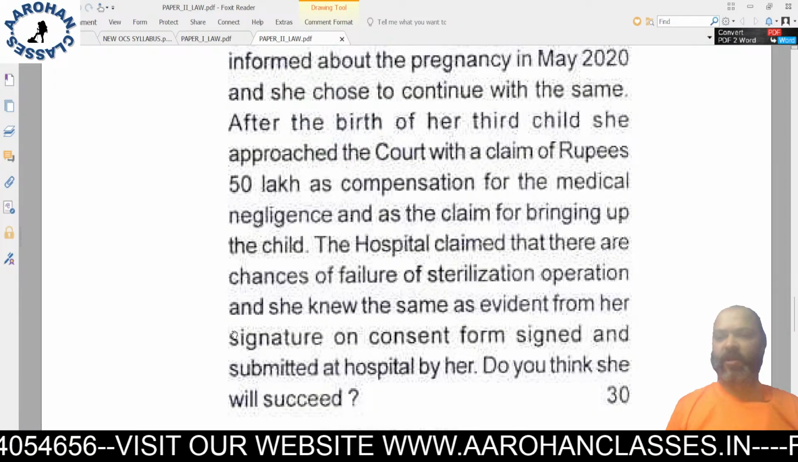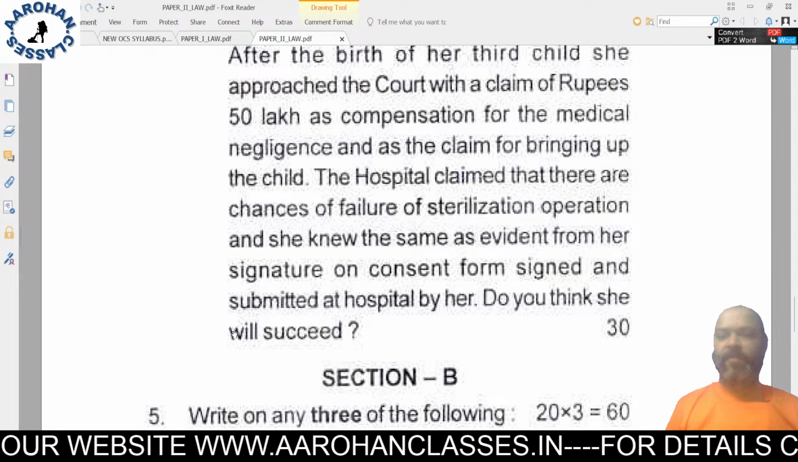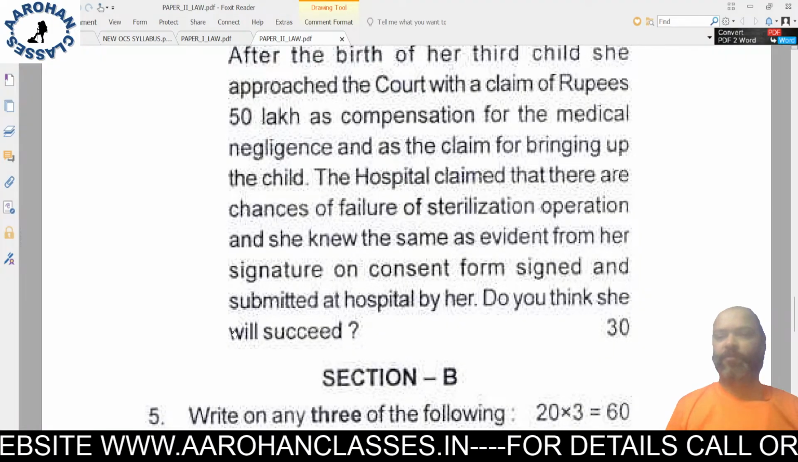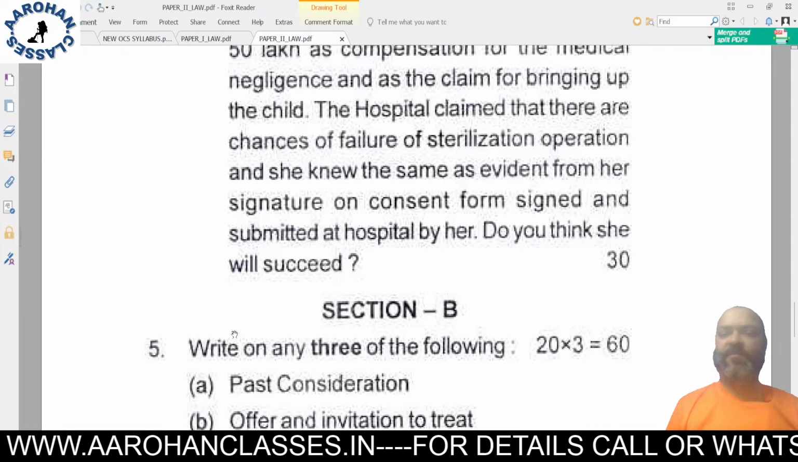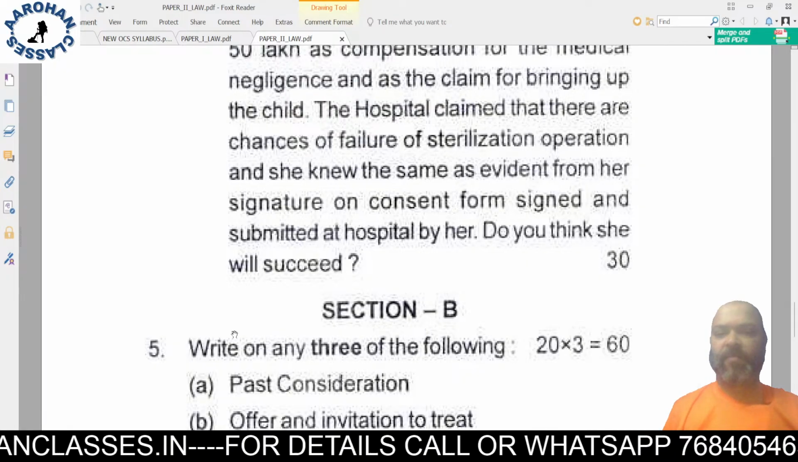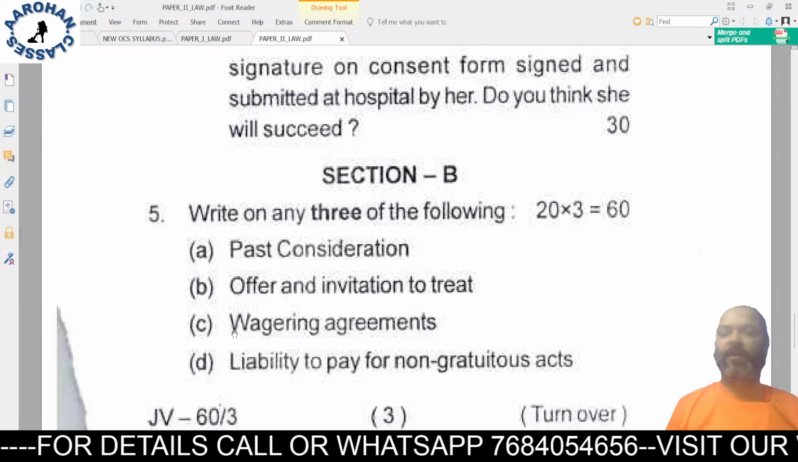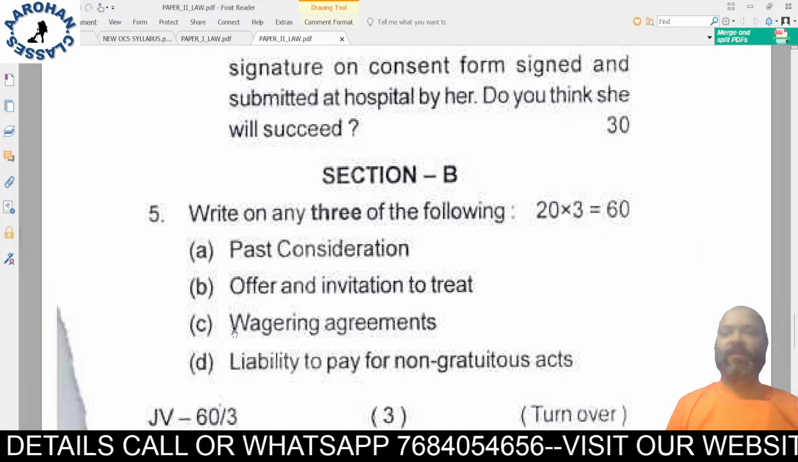as compensation for the medical negligence, as the claim for bringing up the child. The hospital claimed that there are chances of failure of the sterilization operation and she knew the same, as evident from her signature on the consent form signed and submitted at the hospital by her. Do you think she will succeed?